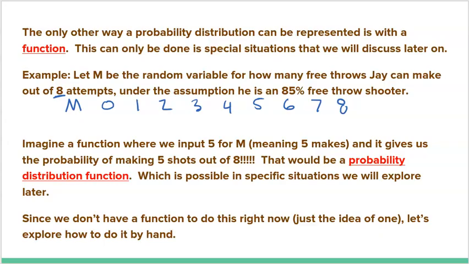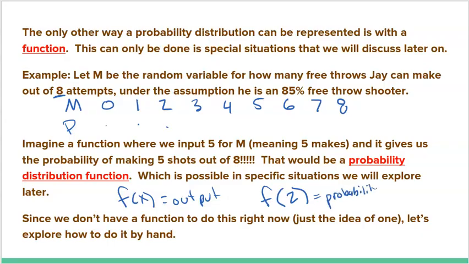Now, let's assume that he's an 85% free throw shooter. How do I find the probability of each of these events? So what's the probability of 0 makes? What's the probability of 1 make, and so forth? Well, imagine a function, right? Like in algebra, a function, you plug in x and you get something out. So you plug in the input and you get out an output. Well, imagine a function where I plug in 2 and I will get the probability of making 2 shots. That is a probability function. You plug in the outcome you're looking for and out spits the probability of that outcome. So again, that's how I could fill in this probability distribution.